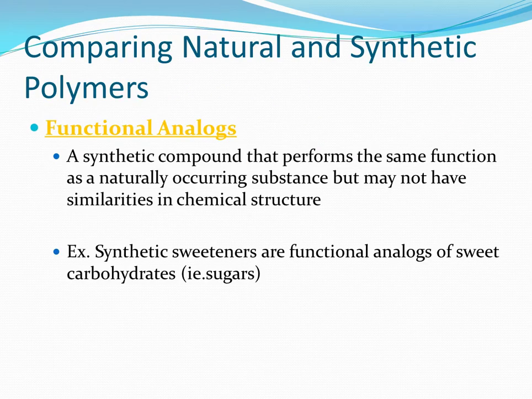Functional analogs are synthetic compounds that perform the same function as a naturally occurring substance, but may not have similarities in chemical structure. An example of this would be synthetic sweeteners. They do not have the same structure as naturally sweet carbohydrates, but they share the same function of being sweet.